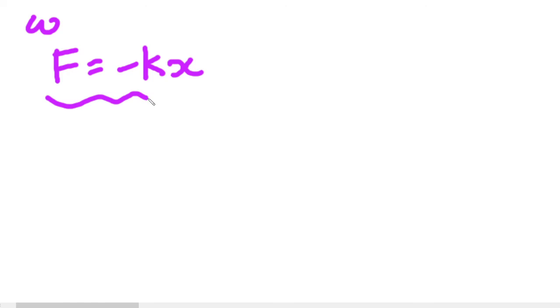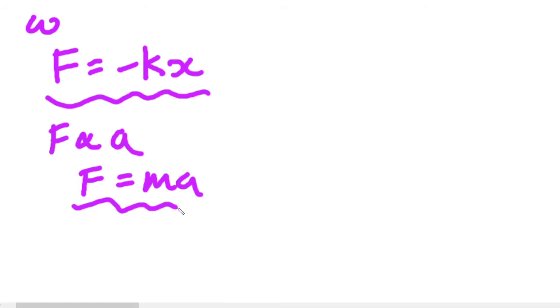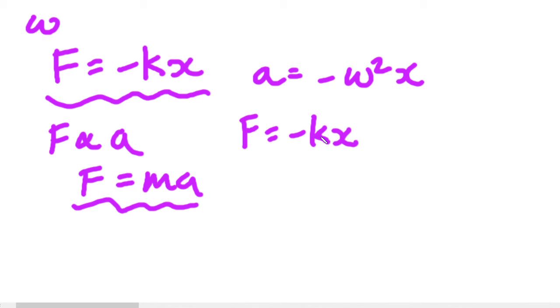This F equals minus kx equation often applies to springs, but can also be applied to any body in simple harmonic motion simply by the fact that force is going to be proportional to acceleration with mass as the parameter, meaning F is equal to ma. We've got this familiar equation where a is minus omega squared x. So you can see how F is equal to minus kx, or actual investigation of a particular system that undergoes SHM, or simple harmonic motion, might be related to a is equal to minus omega squared x.